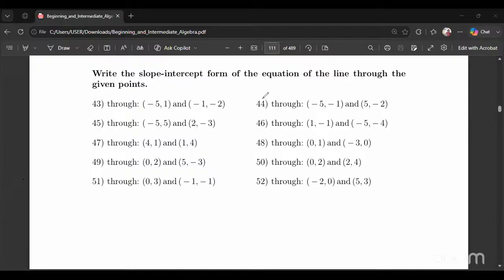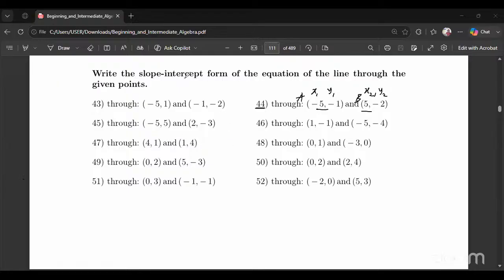Okay, so let's do question 44, and that will be all on this section. So we want to find the slope-intercept form of the equation of the line passing through the given points. These are the points given to us. So we can just call this point A, and we'll call this one point B. If this is point A, we can say this is x1 and this is y1, and here on point B, we can say this is x2 and the other one is y2.